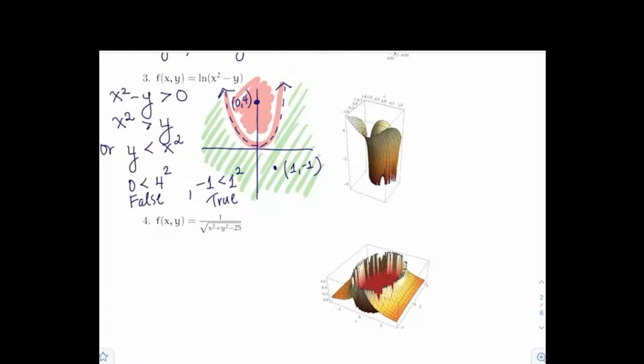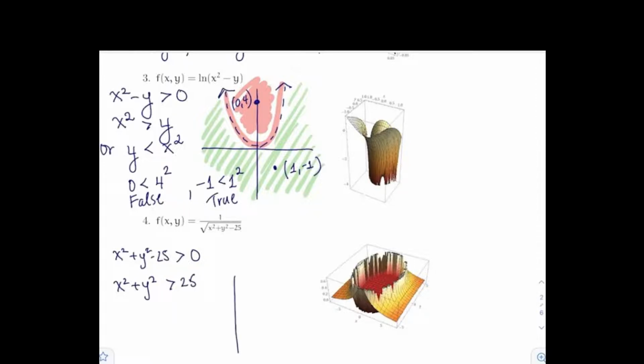So we're going to take our expression x squared plus y squared minus 25, root of that. We don't want this to be 0, but we also want this expression to be strictly greater than 0. So 0 in the denominator is no good. Also, the expression under the radical needs to be positive. So that means x squared plus y squared is greater than 25.